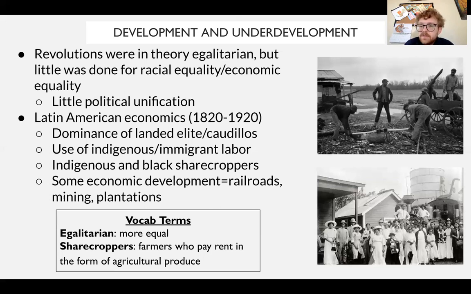However, who owns these mines? It's British companies, it's European companies, it's American companies. So that money isn't necessarily benefiting locals, it's benefiting foreign companies. It is a degree of economic development, but it's not benefiting the local peoples of these Latin American countries. It's benefiting who owns the railroads, who owns the mines. It's Britain, it's the United States, it's Europe.